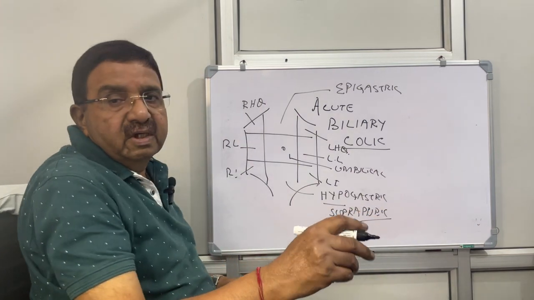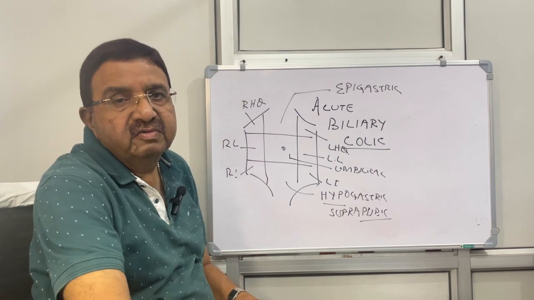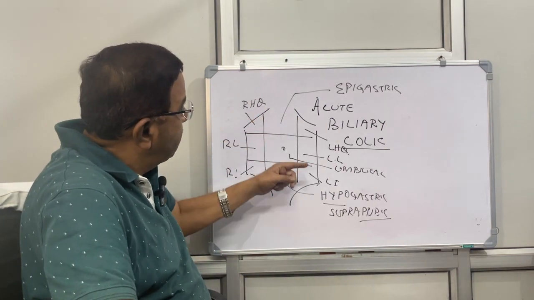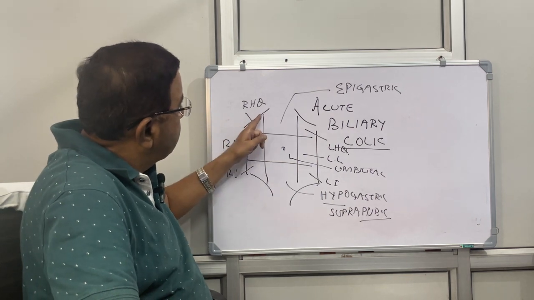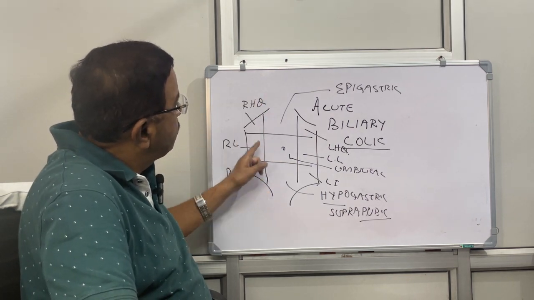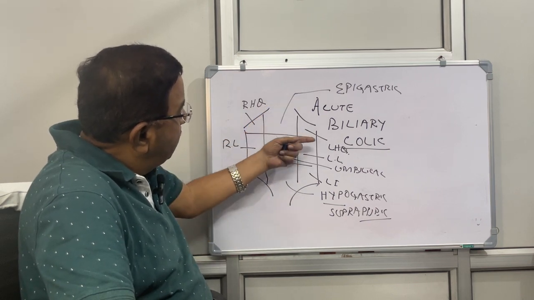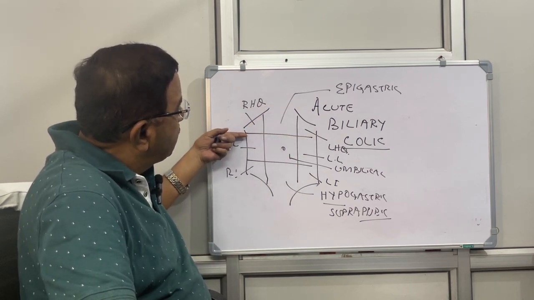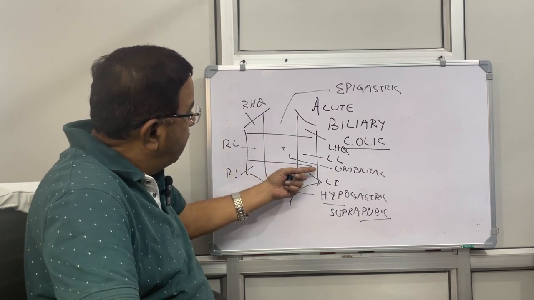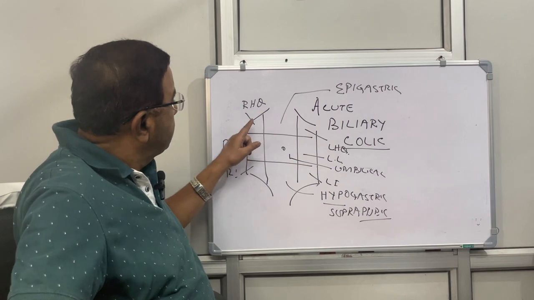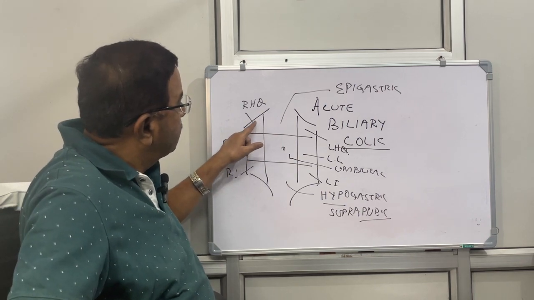According to the surface anatomy of the abdomen, it is divided into 9 quadrants by 2 vertical lines and 2 horizontal lines. Vertical lines are drawn downwards from the mid-clavicular line, and the horizontal lines from the lower part of the right subcostal region and from the iliac crest. Now this is the right hypochondrium.